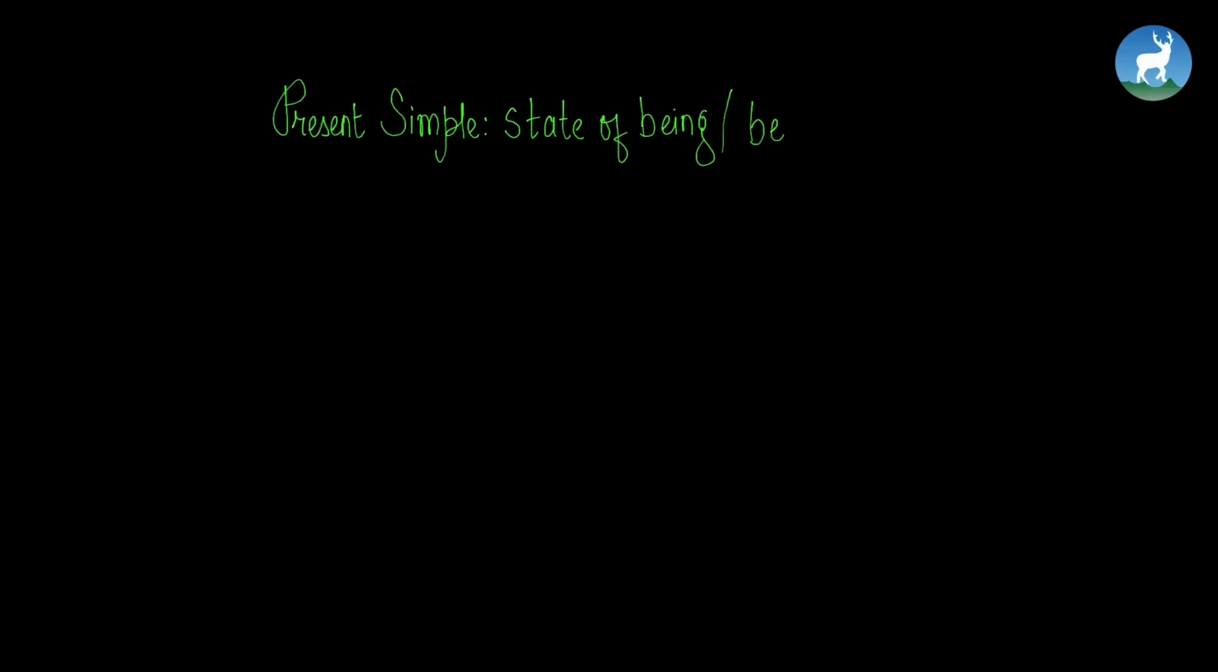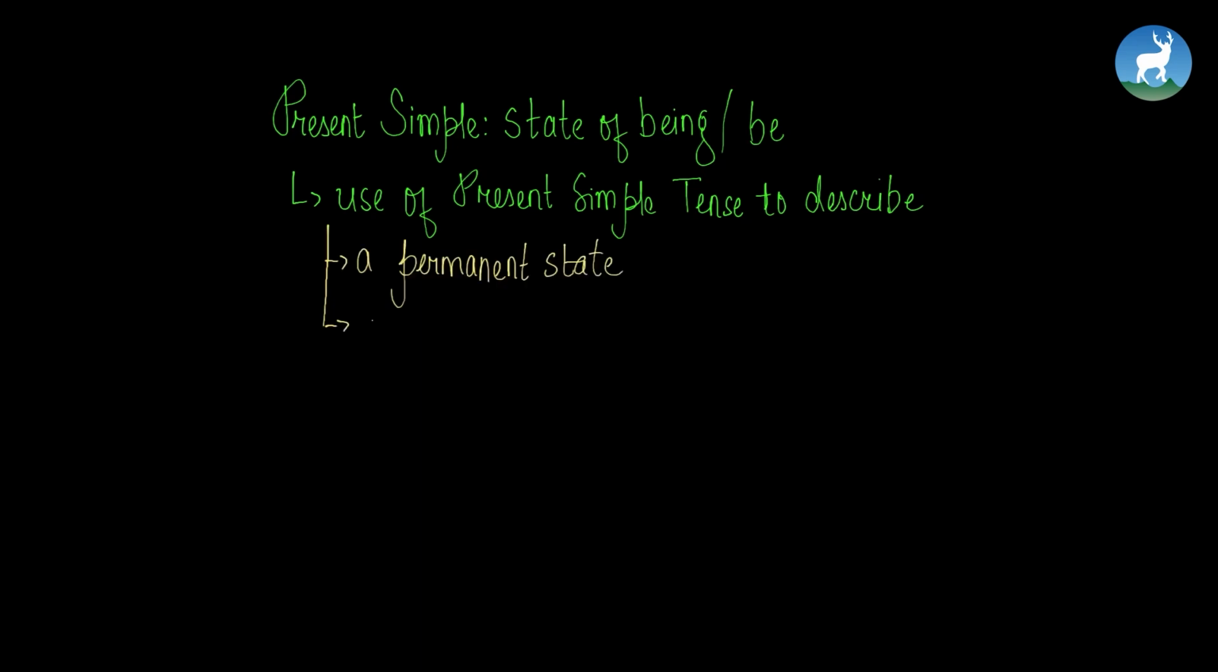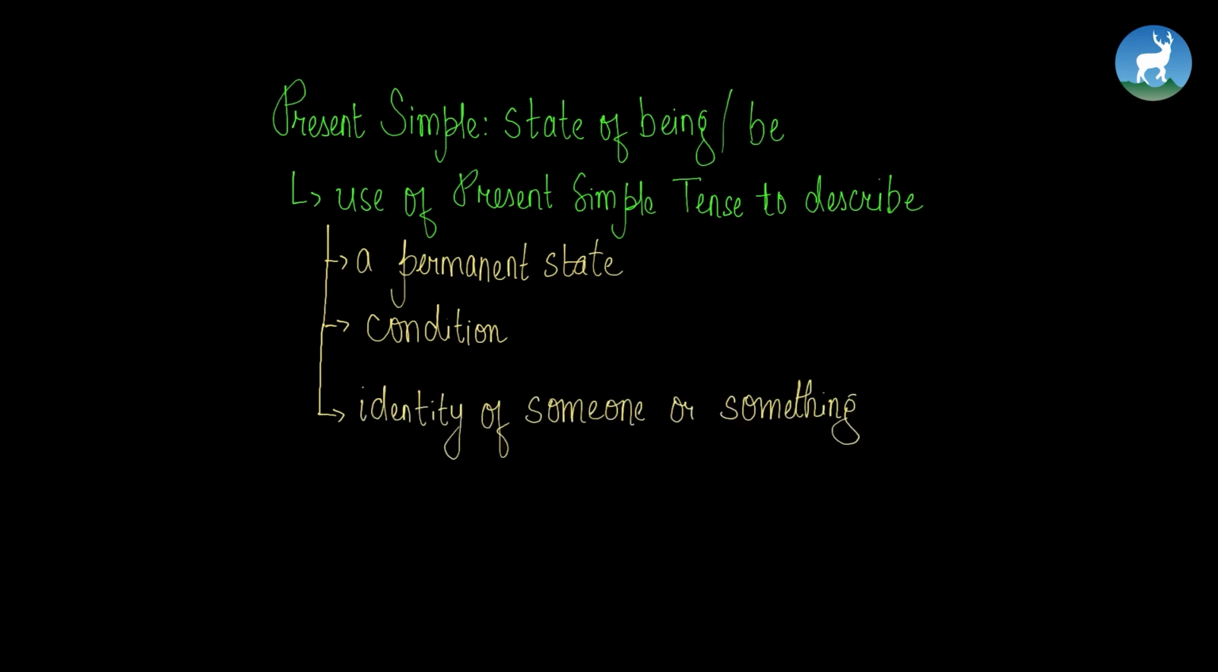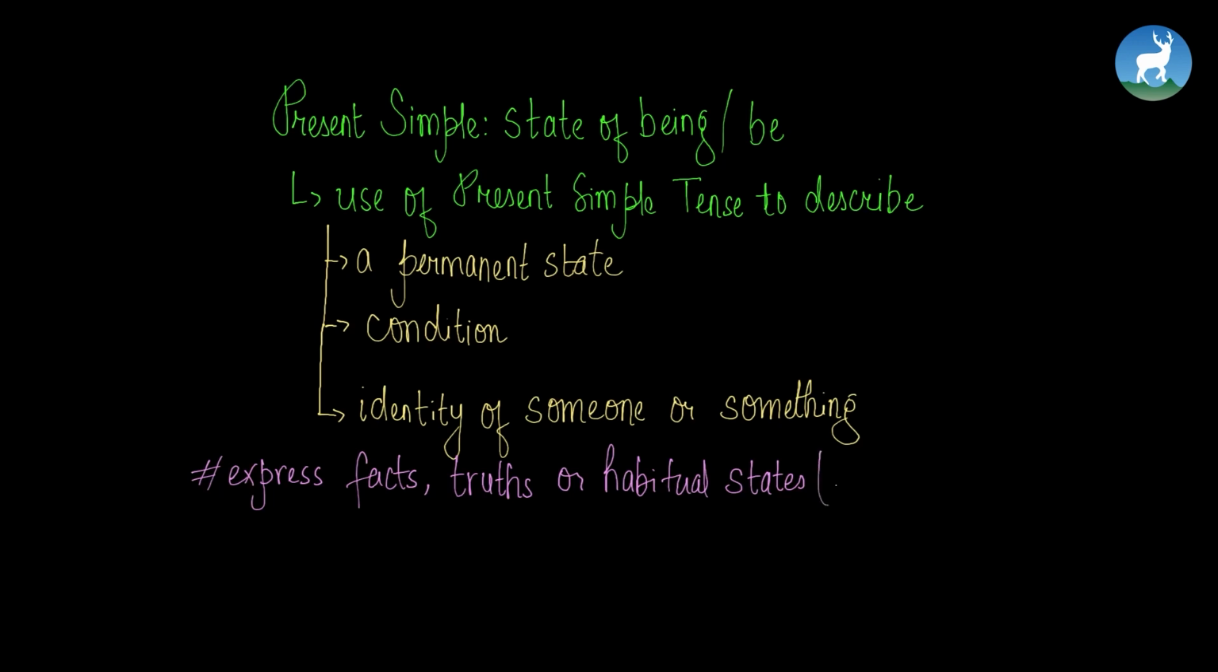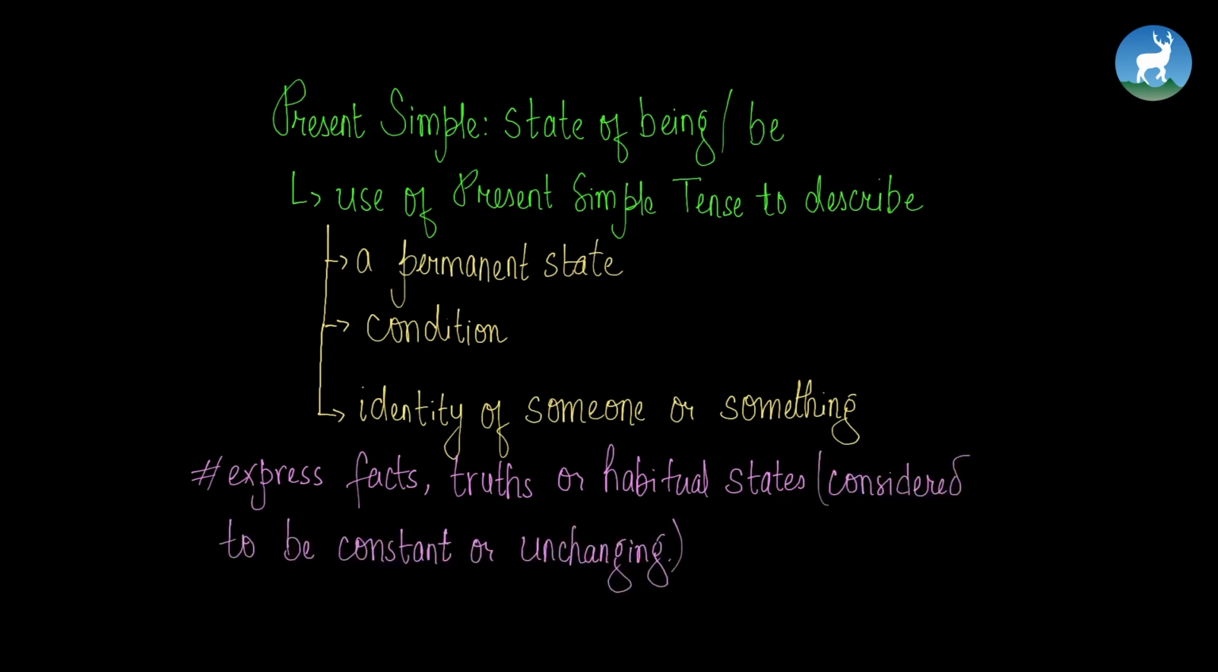So students, for the grammar portion of this unit, we will learn about present simple state of being, or simply be. So what is it? The present simple state of being refers to the use of present simple tense to describe a permanent state, condition, or also the identity of someone or something. This tense is used to express facts, truths, or habitual states. And all of these are considered to be constant or unchanging.